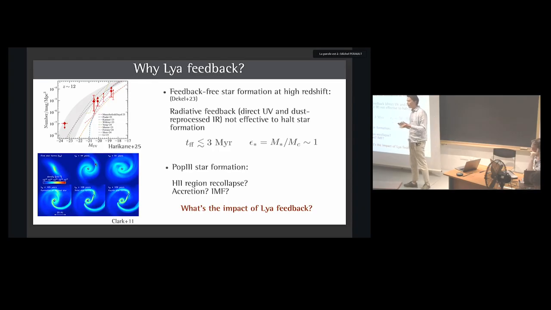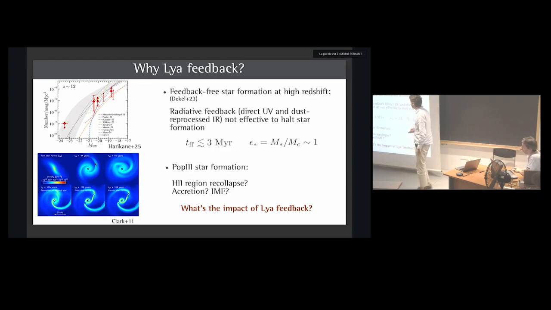And then it has been shown that direct UV radiation pressure and the dust-reprocessed infrared radiation are actually not able to stop the collapse. In this framework, Lyman-alpha is missing. Another environment again is a Pop III star, right? Where we have a super dense and metal-poor environment. So, for example, can Lyman-alpha prevent the recollapse of the HII region or the trapping of the HII region around Pop III stars, how does it relate to accretion on them, and can this affect the IMF?